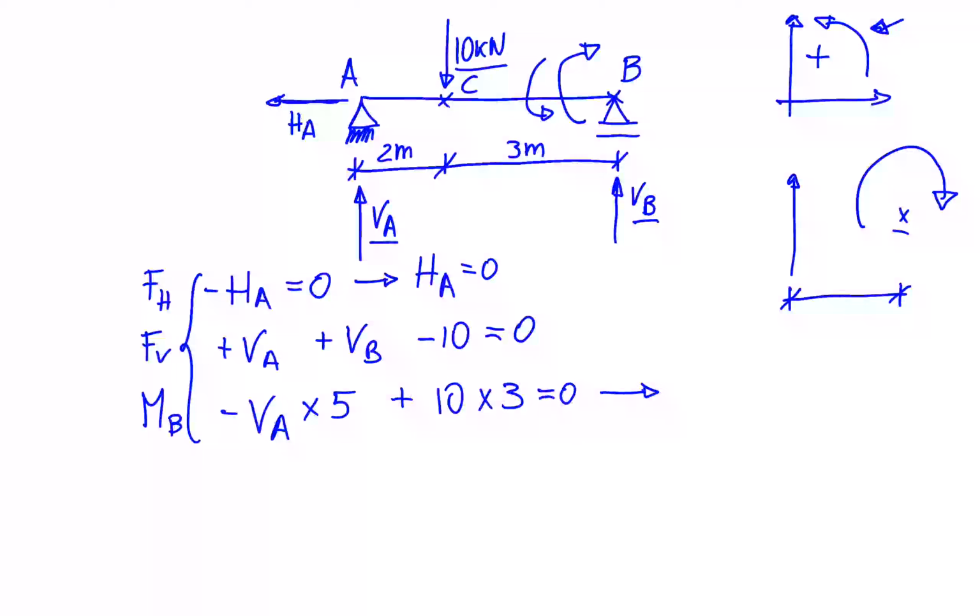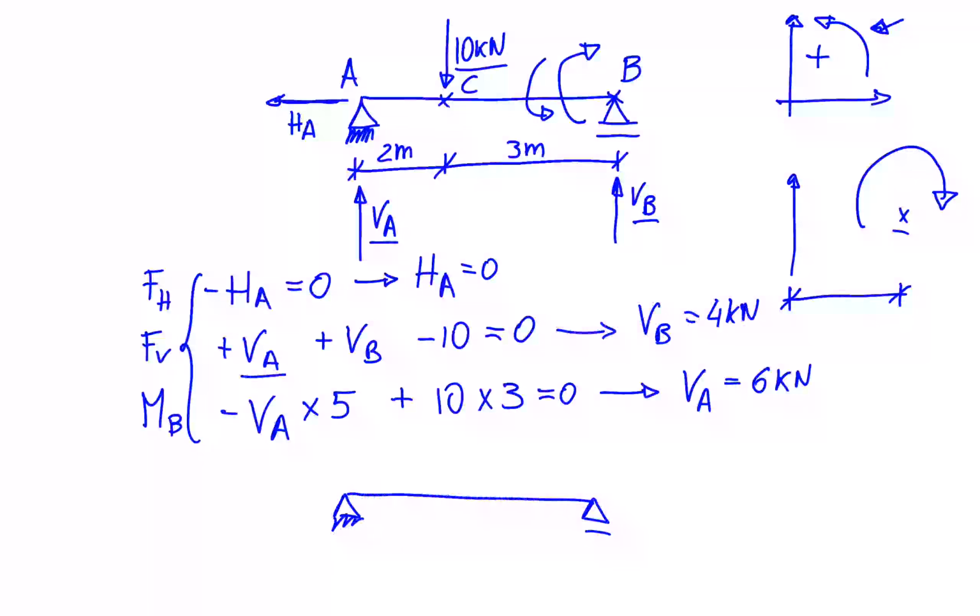So from here, I can get VA equal to 6 kilonewtons. I can now replace 6 here. The only unknown is VB, and I get VB equal to 4 kilonewtons. So my reactions are 6 kilonewtons on the left support, 4 kilonewtons on the right support, and 0 horizontal reaction.